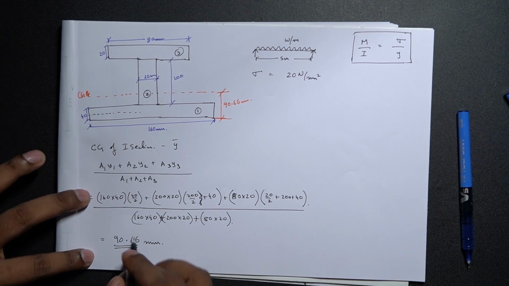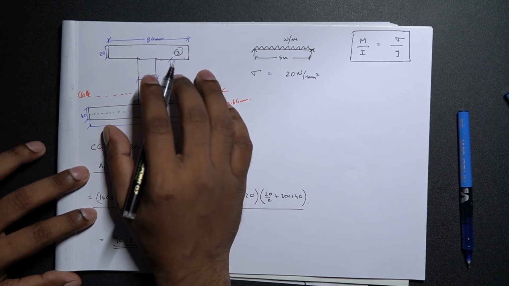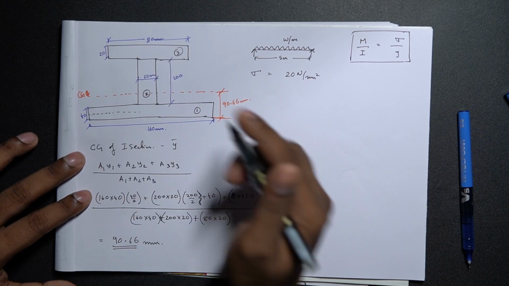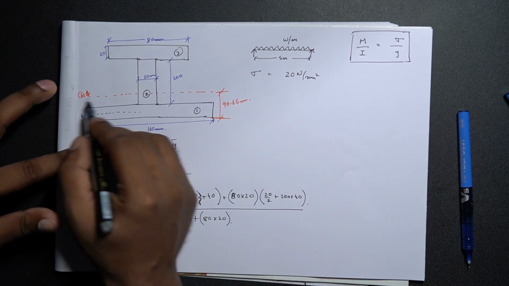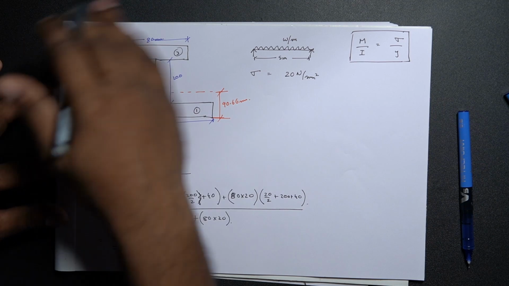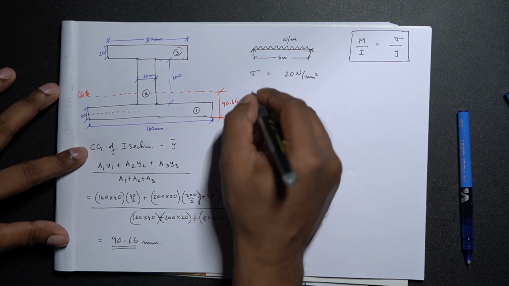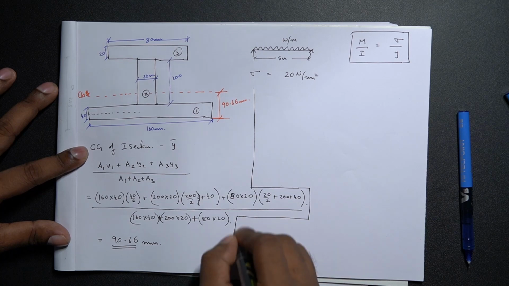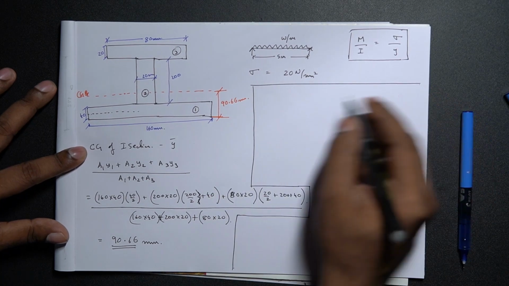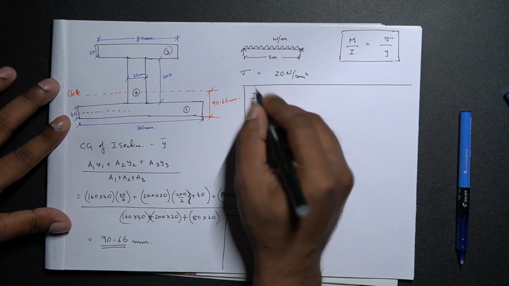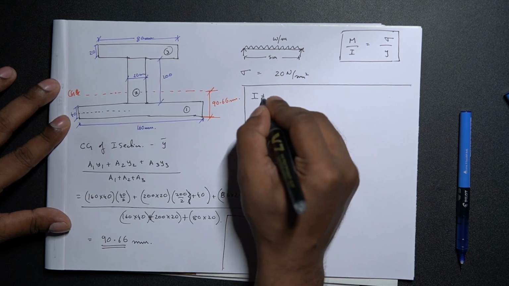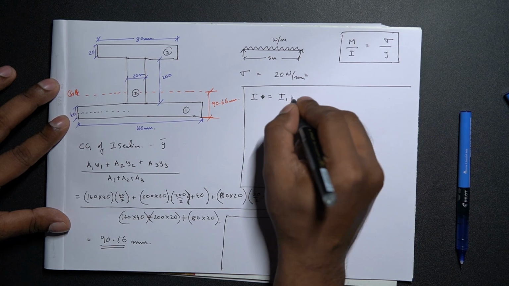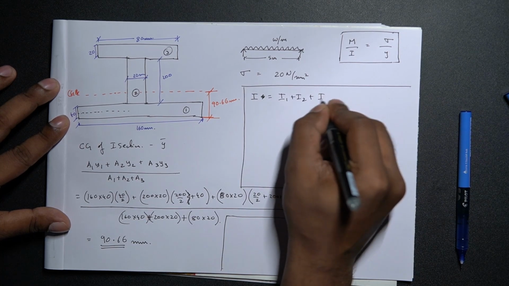The reason for calculating the center of gravity for the asymmetrical I section is that we need this to calculate the moment of inertia of the individual sections, and that has to be in reference to the center of gravity of the entire I section. So, let's calculate the moment of inertia for this problem. The moment of inertia for the entire I section should be equal to the inertia of the individual sections, so that is I1 plus I2 plus I3.